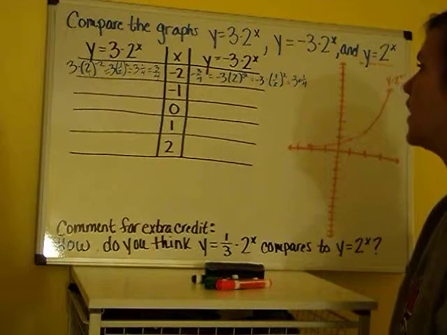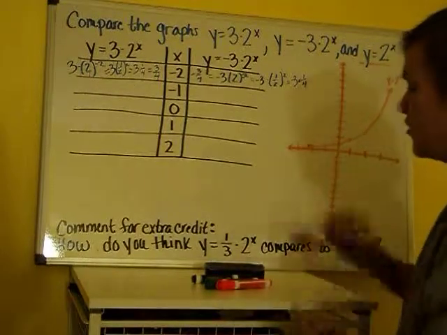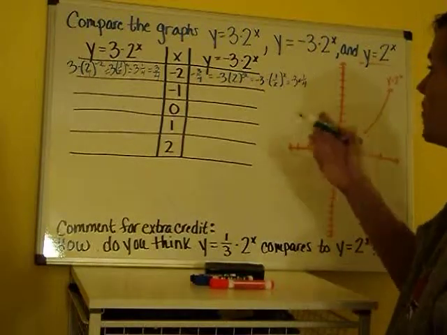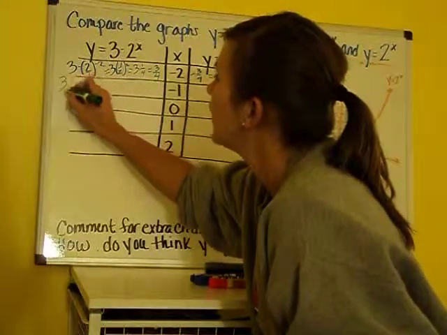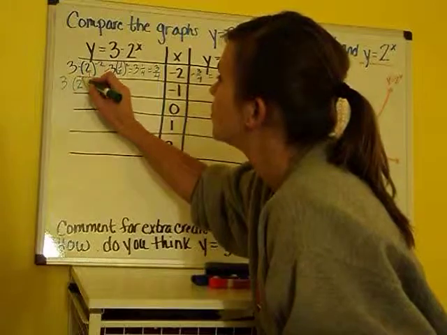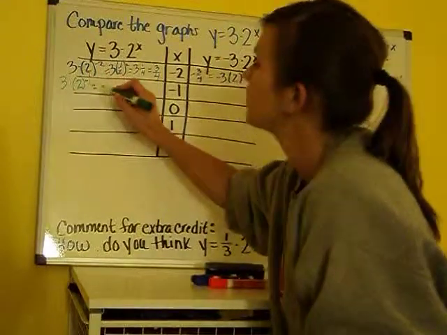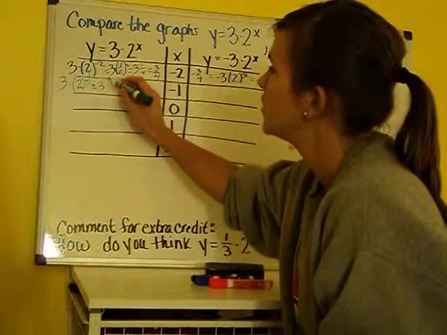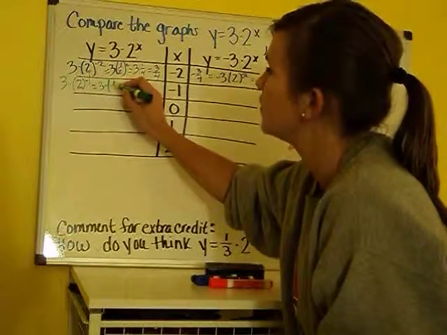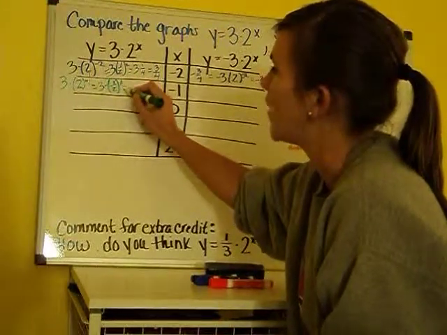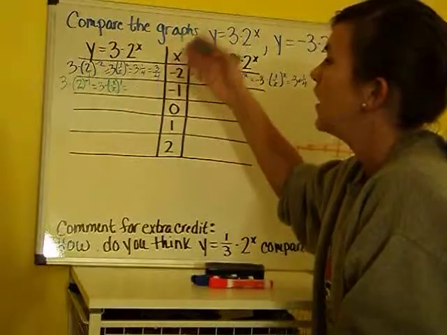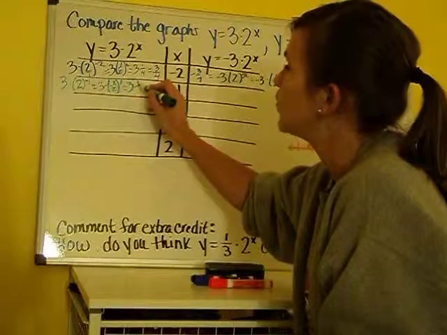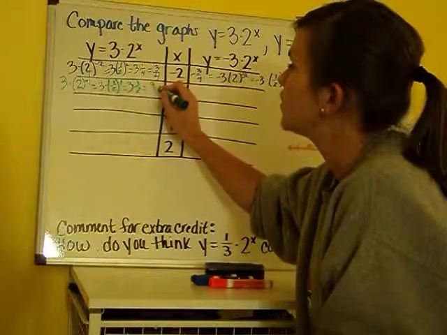I'm going to alternate colors so we just don't get confused from line to line. If we plug in negative 1, we're going to have 3 times 2 to the negative 1. Again, we're taking the reciprocal of what's in the parentheses. So we're going to have 3 times the reciprocal of 2, which is 1/2 to the first power. Anything to the first power is itself. So we're going to have 3 times 1/2, which is 3/2.